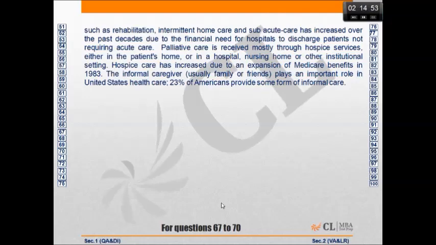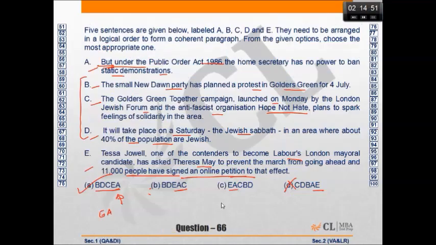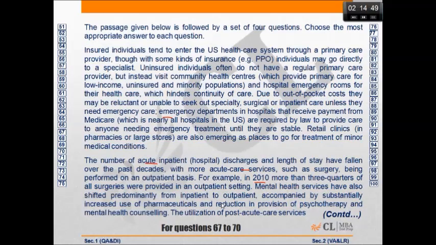I'm not very happy with the passages out here. I'm not really getting a good feel reading these passages. But let me start here. Okay, so 250. So 35 minutes have passed as far as this paper is concerned. Okay. Insured individuals tend to enter the US healthcare system through a, where is the marker?